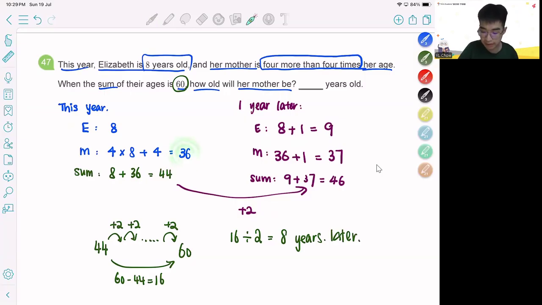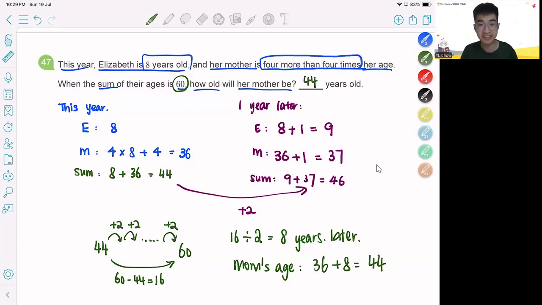This year, the mother is 36 years old. So 8 years later, the mom's age will be 36 plus 8 equals 44 years old. So my answer is 44 years old.